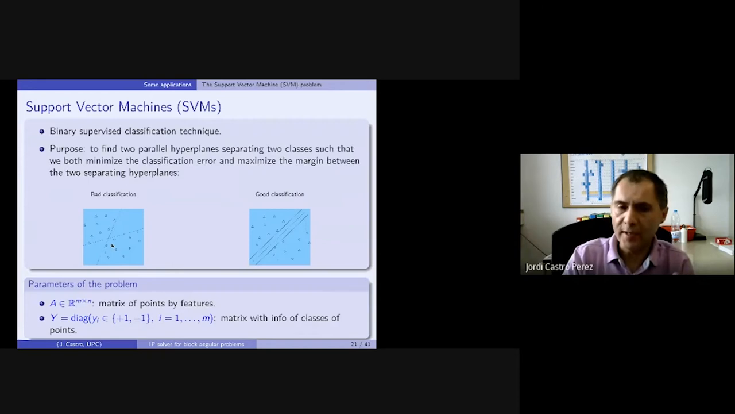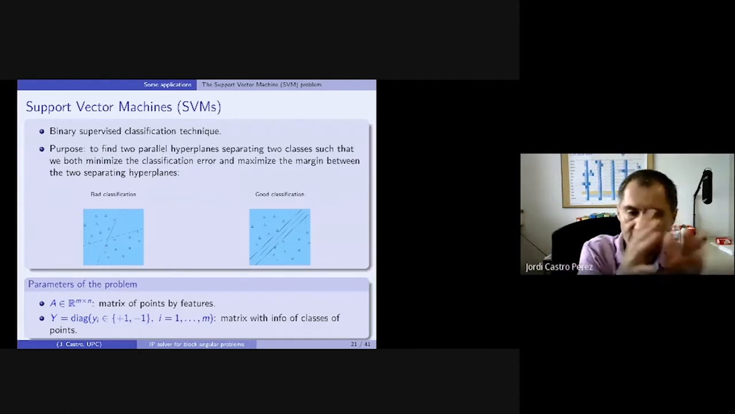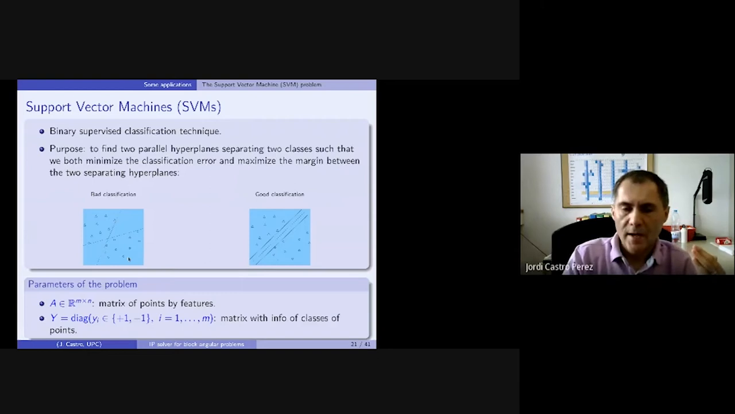work by computing a plane, a hyperplane in Rn, here we are in R2, a plane that separates the triangles from the circles, one class from the other class, okay? So, for instance, let's look at this picture. This picture shows two bad classifications. If you look at this plane, you can say, well, this plane seems to be okay because it separates the triangles from the circles. And that plane, that's exactly the same. It also separates correctly triangles from circles.